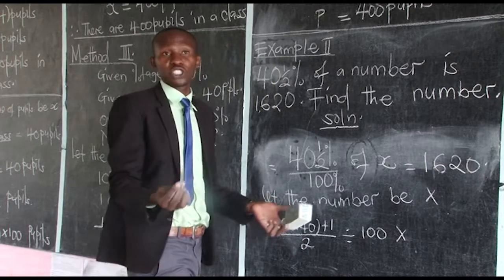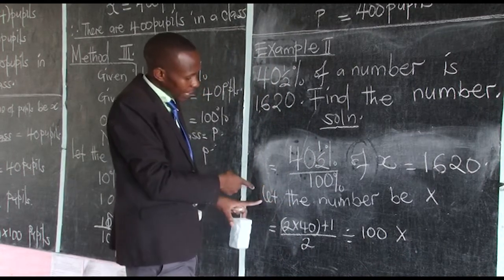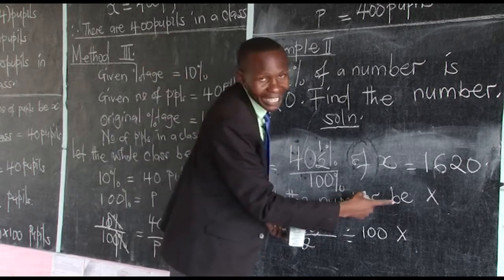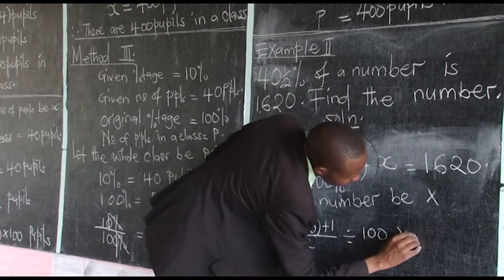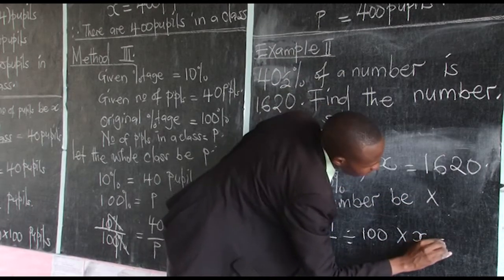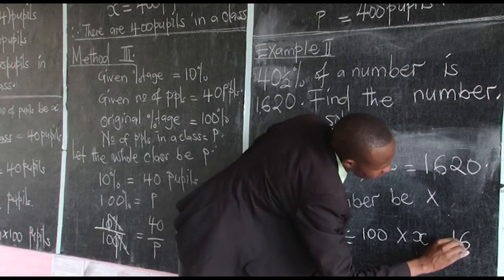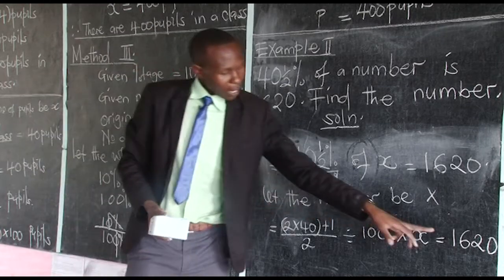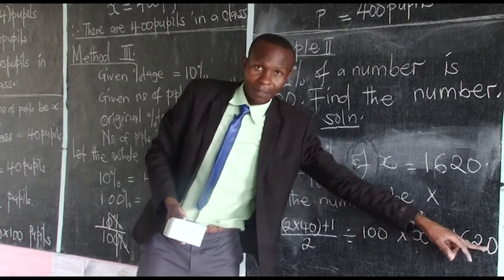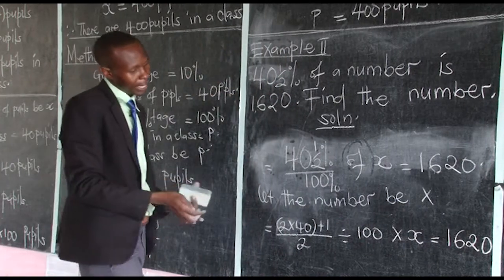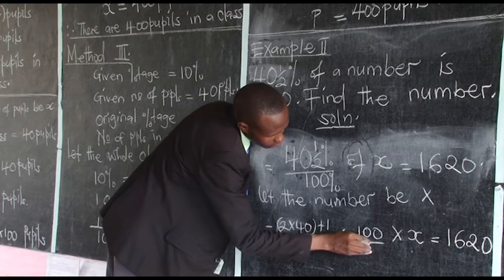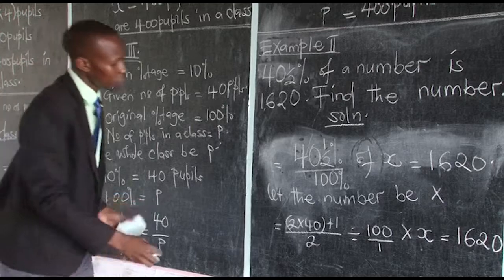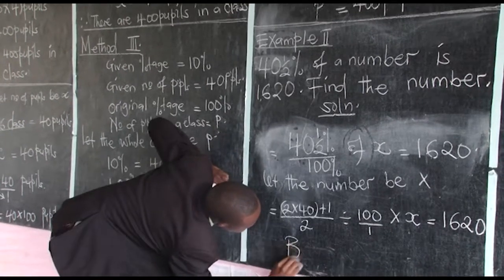What is the number? We don't know. But we have already asked for permission. We say, let that number which we don't know be represented by letter X. So we shall say times X, which will be equivalent to 1,620. Then from there, we shall come here and say this 100, let's make it also a fraction out of 1.